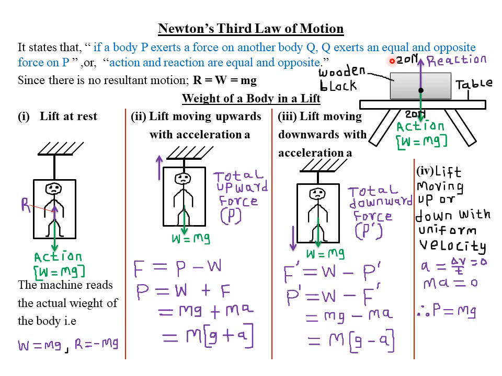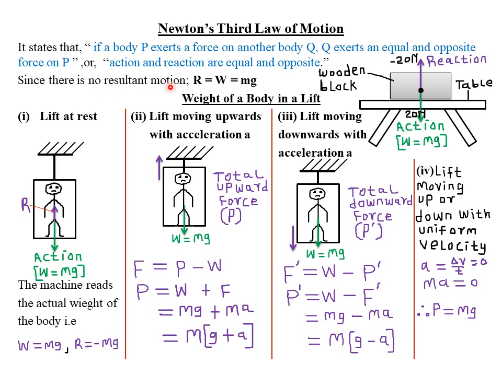Just a point to note: the action is always provided by the weight of this wooden block, or the material that is resting on another material. But the reaction force is always provided by the table, or the surface on which that particular material or wooden block is resting. Then the reaction always acts in the upward direction.